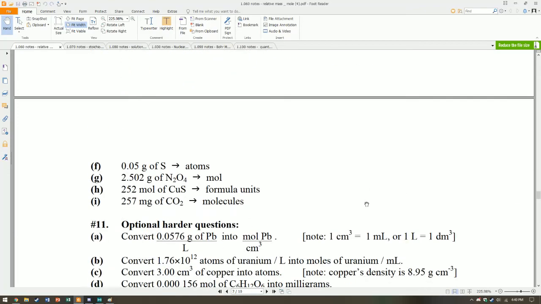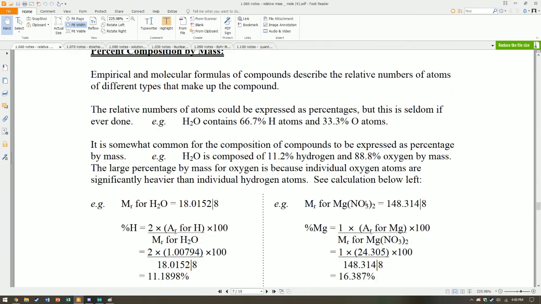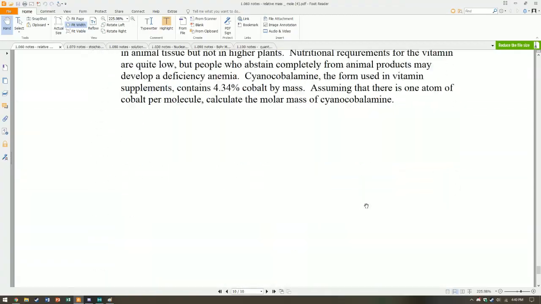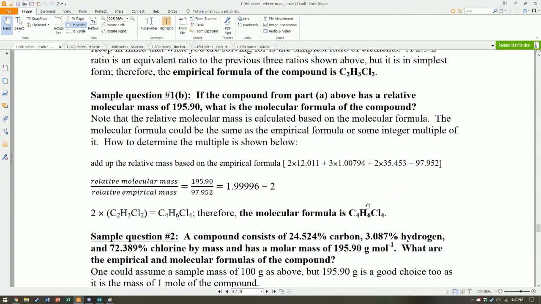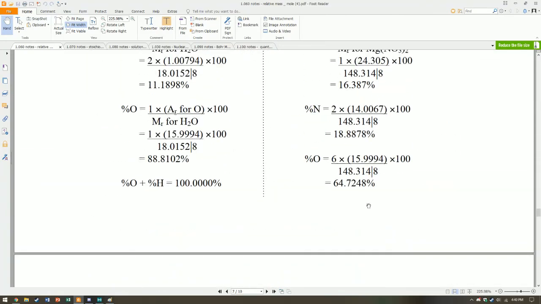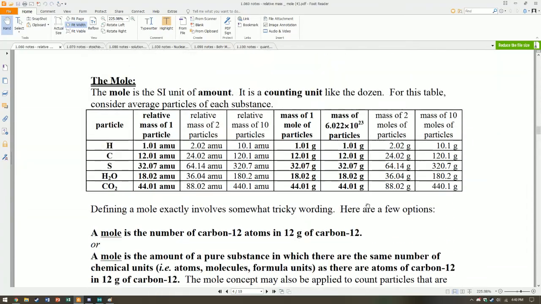Combustion analysis. Do I need to go over this? I'll go over it in a later video when we do topic 11.